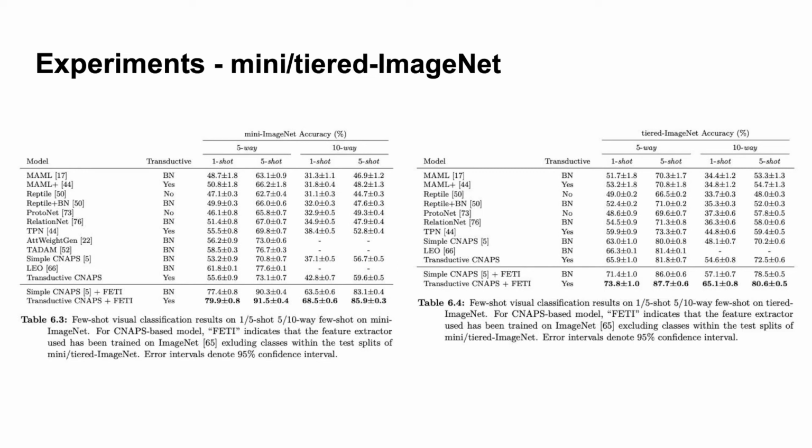Now, to experiment with this further, we considered this plus FETI variation, where we take the ImageNet, we exclude all classes that belong either to the test set of the mini-ImageNet benchmark or the test set of the tiered-ImageNet benchmark, but we keep all other classes, about 850 or so. And we train our feature extractor on this now larger, more densely populated dataset. And as we can see, then our model is able to perform the best across the board. And we similarly see Transductive CNAPS performing better than Simple CNAPS.